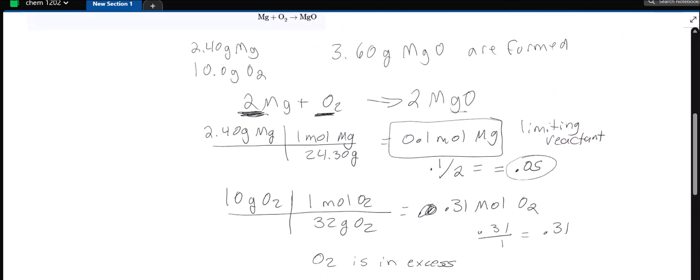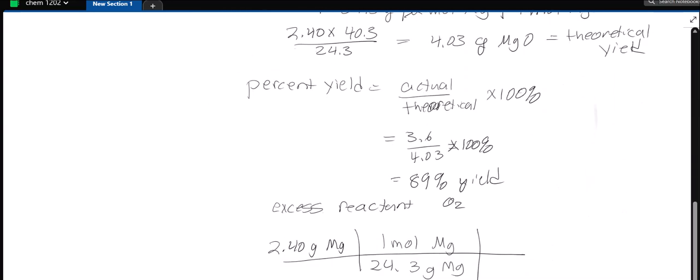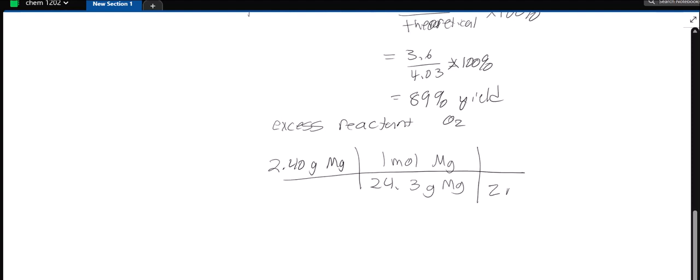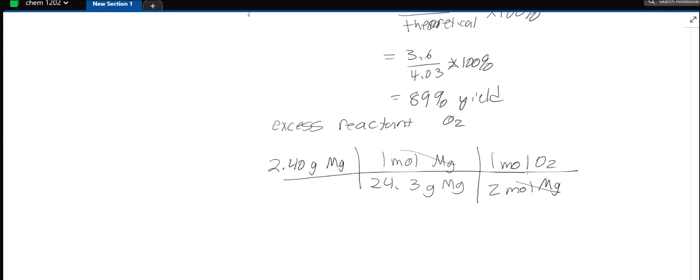So I look at my balanced equation. 2 moles of magnesium react with 1 mole of oxygen. So I put 2 moles of magnesium on the bottom because I need it to cancel with those moles, and 1 mole of oxygen on top. And then I need to change this from moles to grams. So I know 1 mole of oxygen has a mass of 32 grams. So then I do 2.4 times 32 over 24.3 times 2.